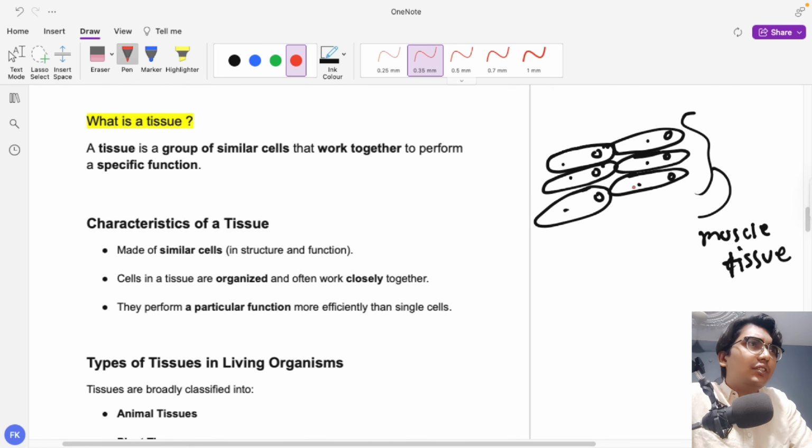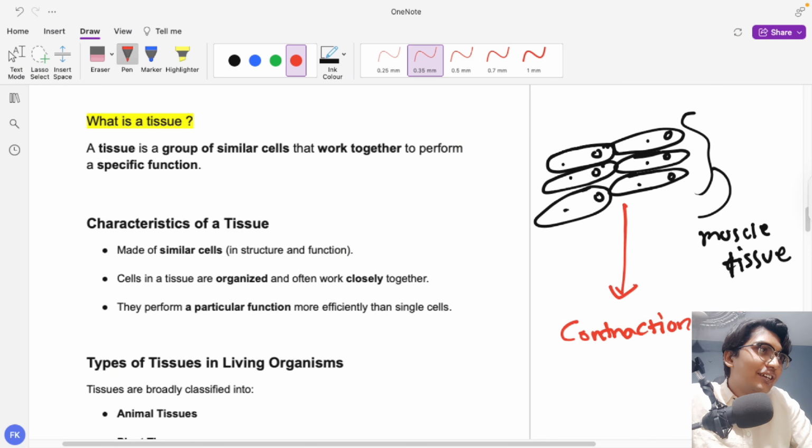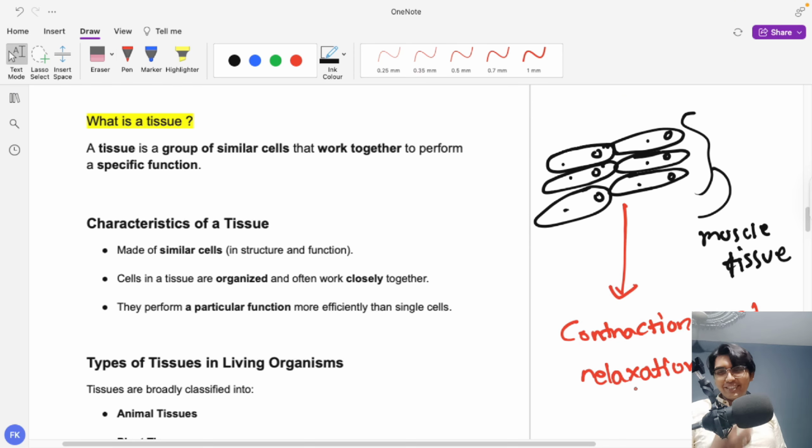What is the function of these muscle cells? The main function of muscle cells is to do contraction and relaxation. This is the main function of this muscle cell, which is contraction and relaxation.